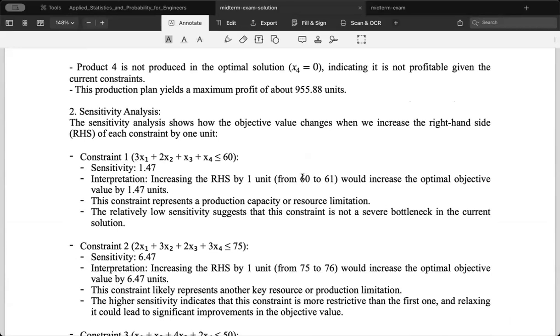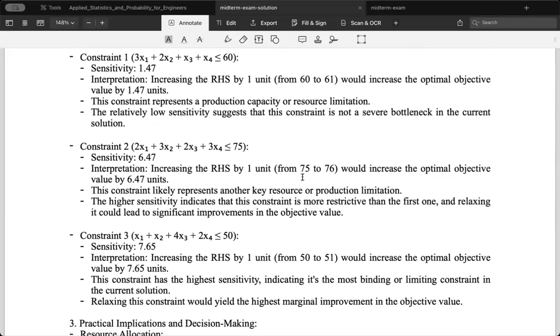Okay. And we check the constraint too. Again, we increase the right hand side by 1 unit and see how the optimum objective value changes. Okay, it changed by 6.47. And constraint 3, the sensitivity is 7.65. We increase the right hand side by 1 unit and then see how the optimum objective value changes.